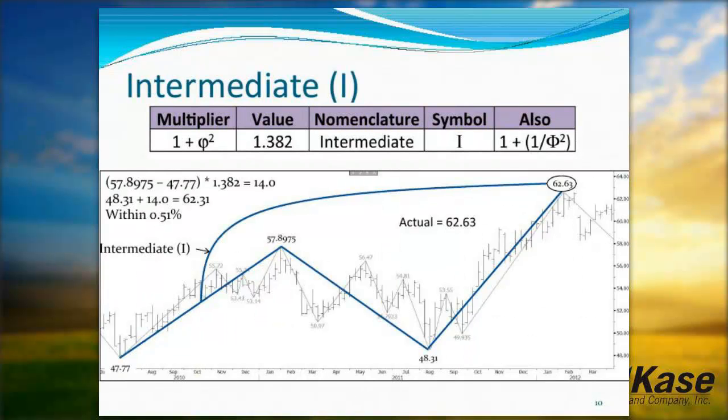The intermediate, we're using the 1.382 projection. Same formula here. The only difference is we're using a multiplying factor of 1.382.